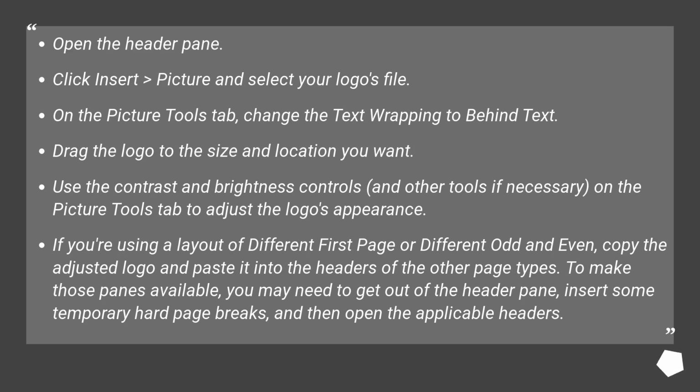On the Picture Tools tab, change the text wrapping to behind text. Drag the logo to the size and location you want. Use the contrast and brightness controls, and other tools if necessary, on the Picture Tools tab to adjust the logo's appearance. If you're using a layout of different first page or different odd and even, copy the adjusted logo and paste it into the headers of the other page types.